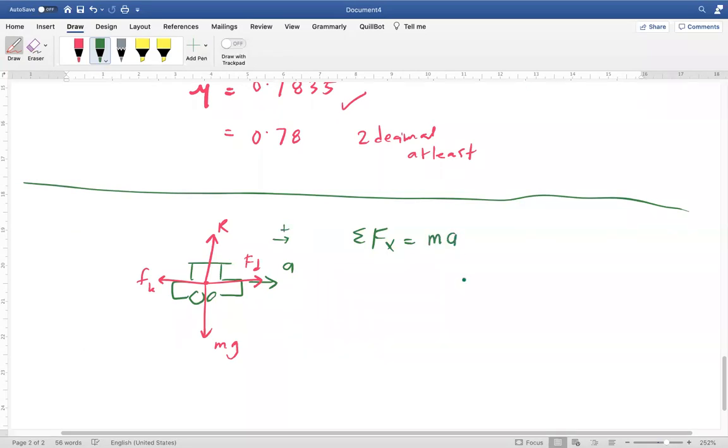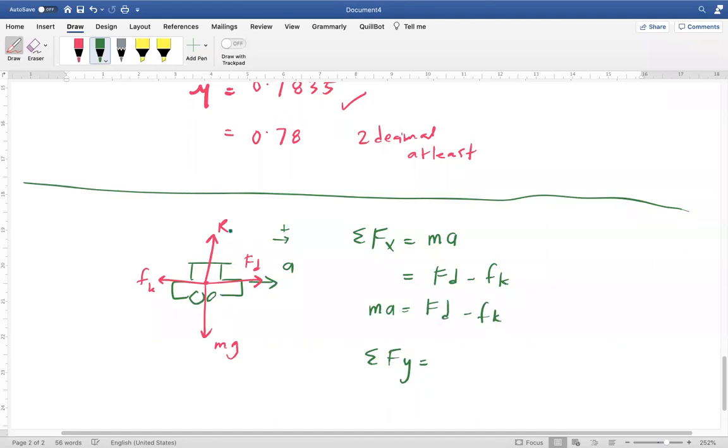What is in my free body diagram in the X direction? It is FD positive because it is in the same direction as my acceleration, minus FK. So my equation becomes ma = FD minus FK. And then you have to write down your net in the Fy.